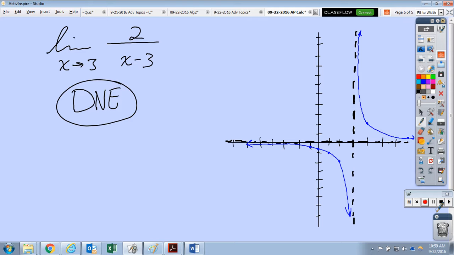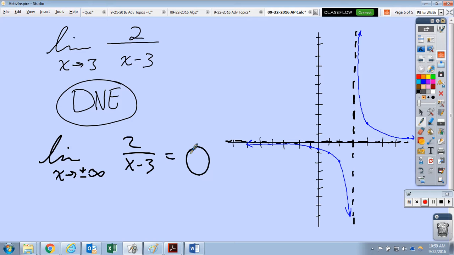And so, if we have the limit of the same guy as x approaches plus or minus infinity, 2 over x minus 3, the bottom is a higher degree than the numerator.